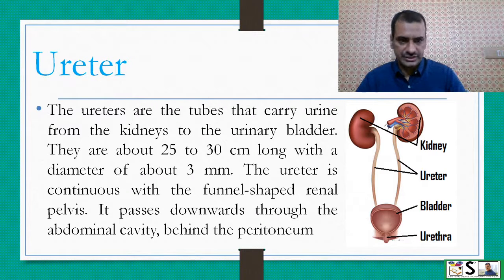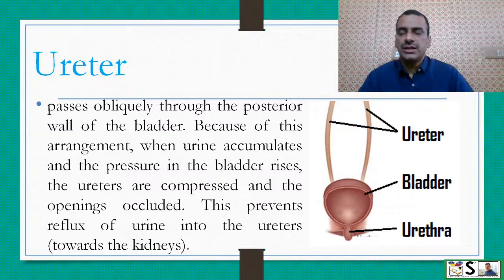Now the ureters. These are the ureters which carry urine from kidneys to bladder. The ureters are the tubes that carry urine from kidneys to the urinary bladder. They are about 25 to 30 centimeters long with a diameter of 3 millimeters. The ureter is continuous with the funnel-shaped renal pelvis. It passes downwards through the abdominal cavity behind the peritoneum. Ureter passes obliquely through the posterior wall of bladder.